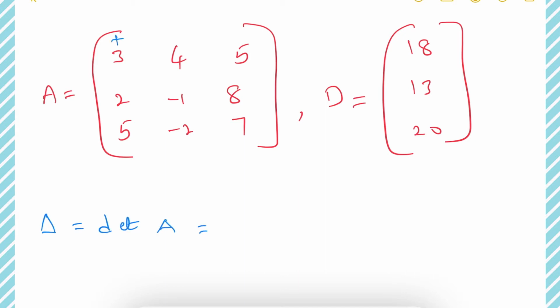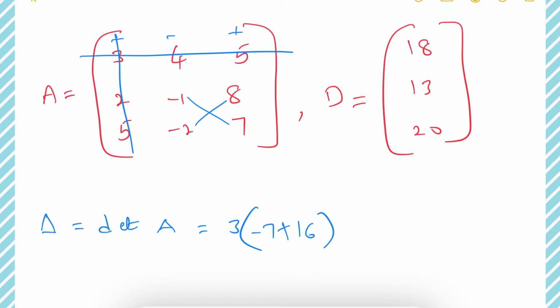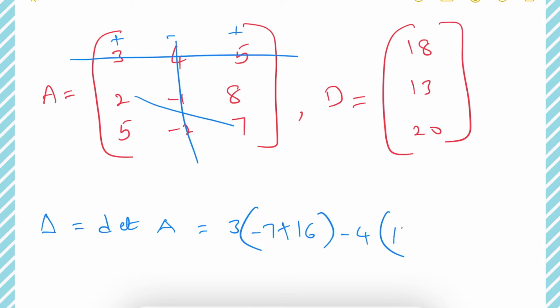This will become plus, this will become minus, and this will become plus. So the first number is 3. So 3 times, if we remove that column as well as row, we remain with minus 1 into 7, minus 7, minus 2 into 8, minus 16. Already minus is there, so it will become plus 16. The same way, first row, second element, that is minus 4 into, if we remove that row as well as column, 2 7s are 14, minus 5 8s are 40.